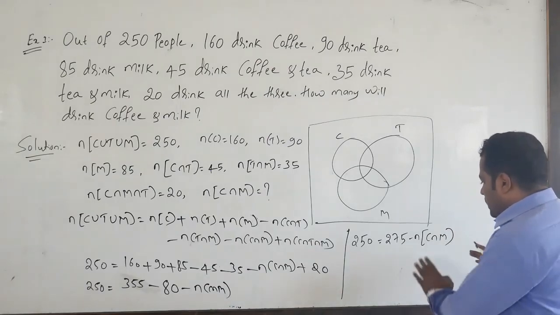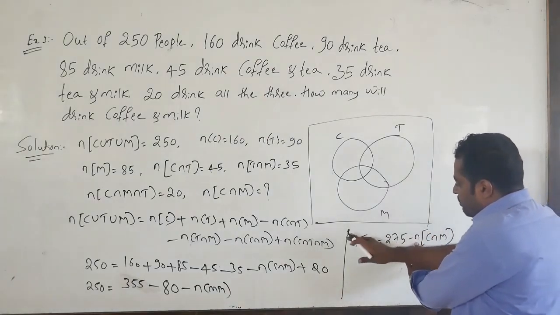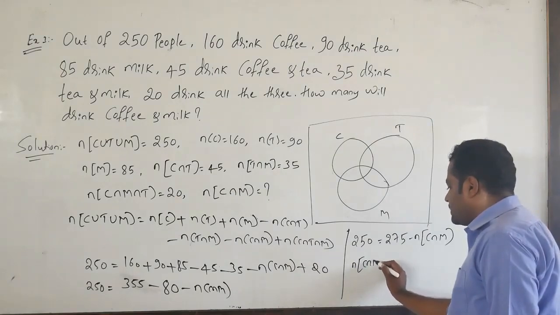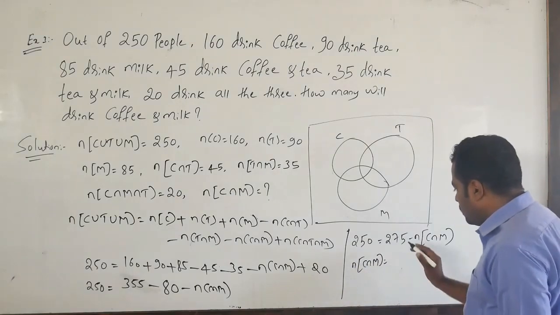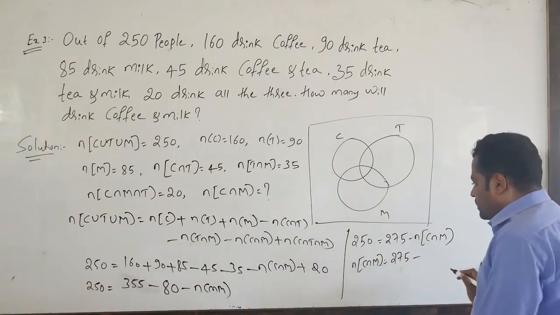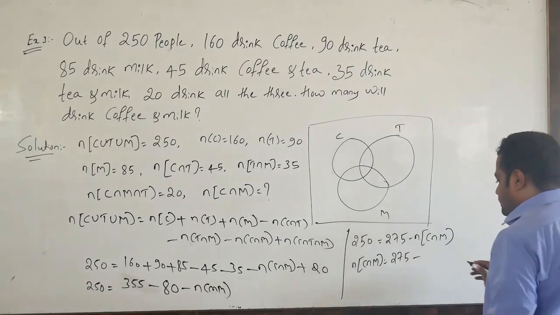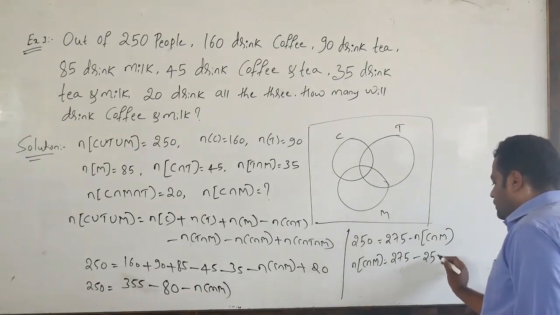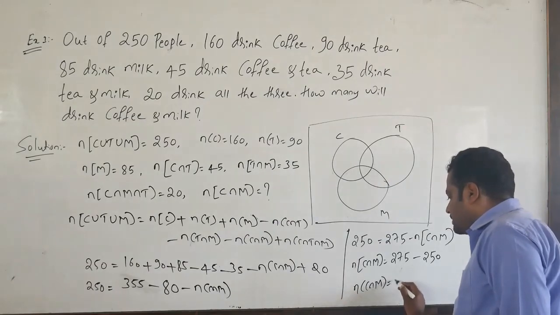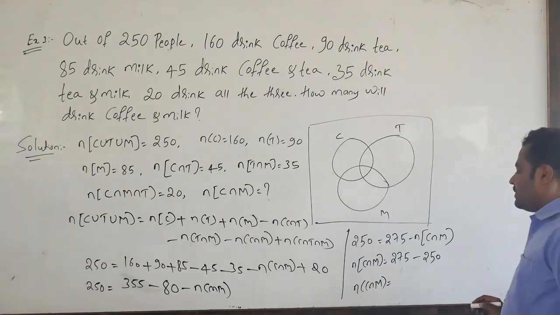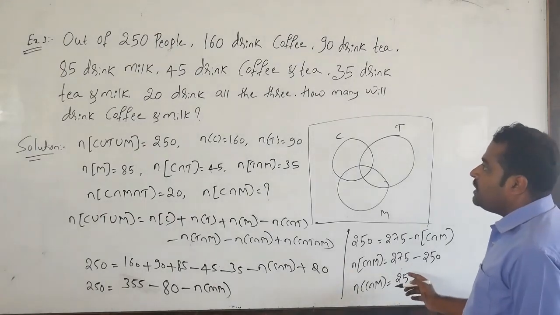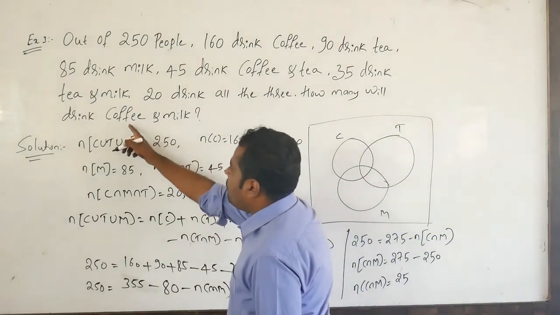Okay, next. This one is minus here. If it comes here, plus n of C intersection M is equal to again 275 as it is. This one is plus here. If it comes here, minus 250. N of C intersection M is equal to 275 minus 250, nothing but 25. So 25 can drink coffee and milk.